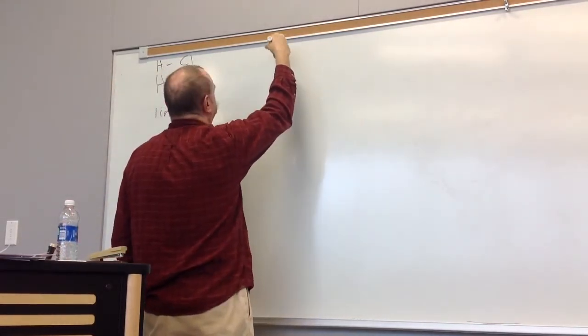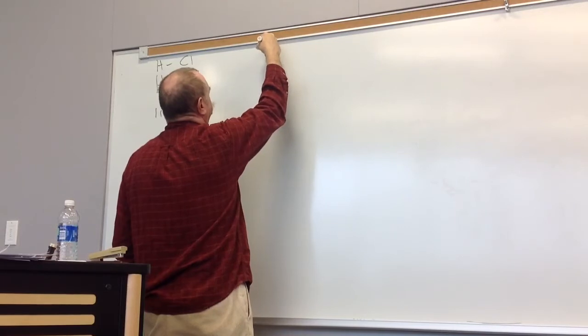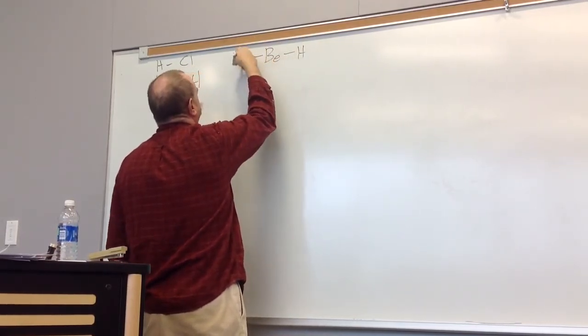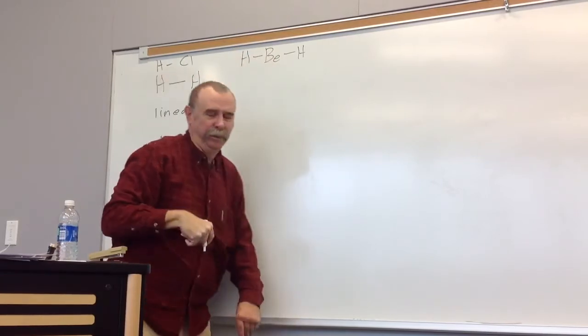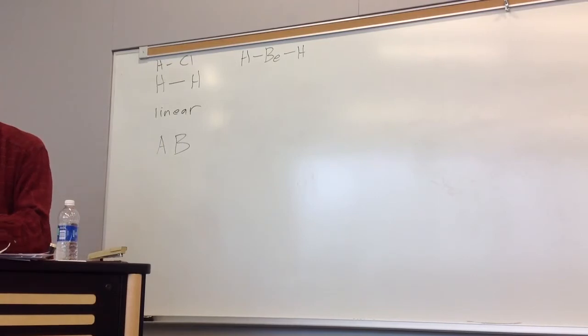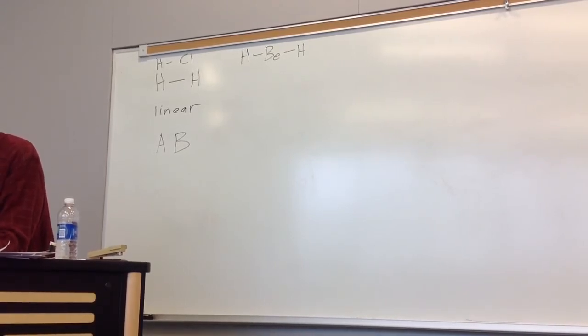If I went up to something like beryllium hydride, does that molecule follow the octet rule? Beryllium's in group 2A. It brought two valence electrons to the game. Each hydrogen brought one. So I've really only got four electrons here to deal with, right? So I've only got four electrons.